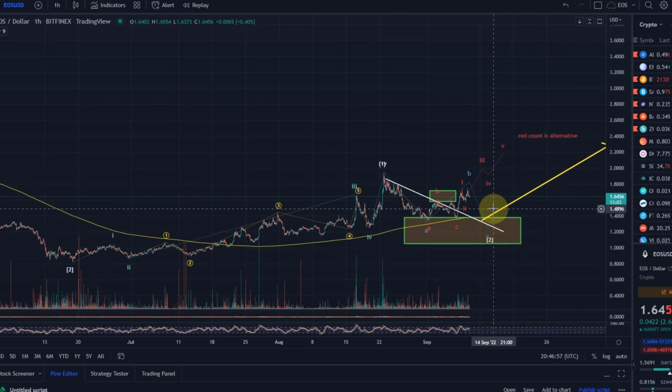Primarily, I would expect we come down once more in a wave C of 2 before we move up. And that's my view about EOS.